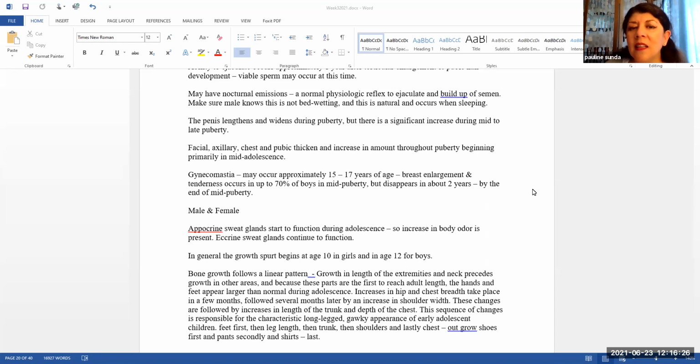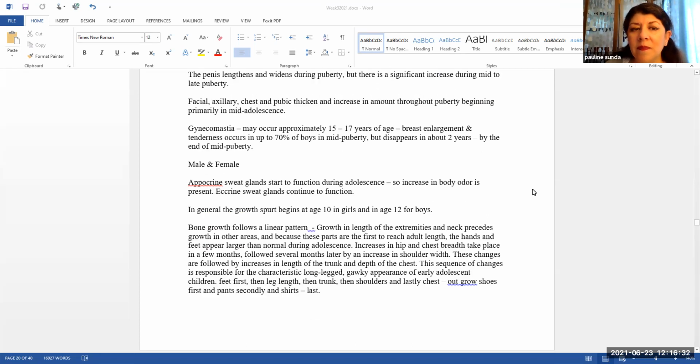The penis will lengthen and widen during puberty, but there is a significant increase during the mid to late puberty. Facial, axillary, chest, and pubic hair thicken and increase in amount throughout puberty, beginning primarily in mid-adolescence. Gynecomastia, this is something that can occur anywhere from 15 to 17 years of age.